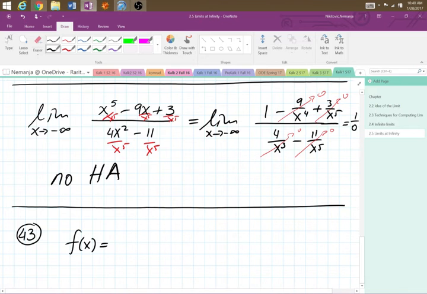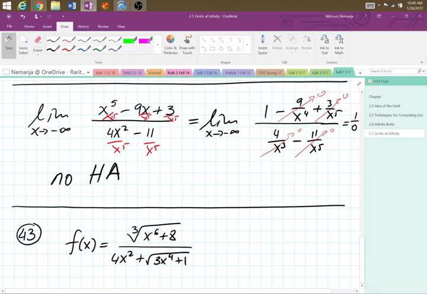So we have, whoa, this is a fun one. The cube root of x to the 6 plus 8, and then we have 4x squared plus the square root of 3x to the 4th plus 1. Okay, let's take a look at this together.